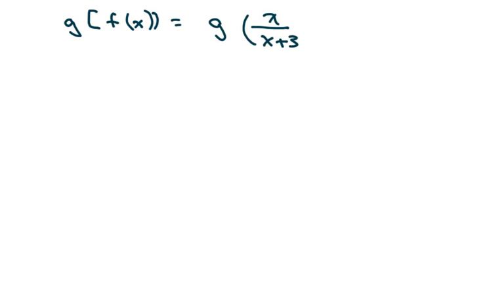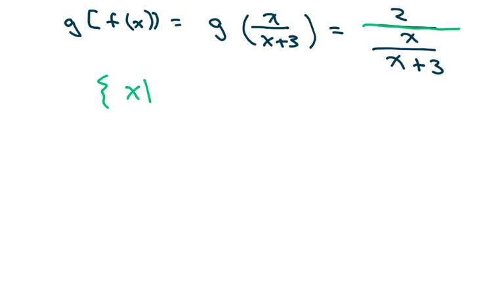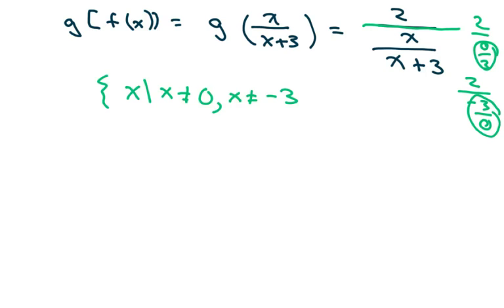Okay, let's move on. Now we're going to do g of f. So this is going to be g of x over x plus 3, which equals 2 over x, and then we have x plus 3. This is before we simplify, so this is the major one. We can't have x being 0, because then we'd have 2 over 0, which is dividing by 0. Also, we can't have x equaling -3, because then you'd have 2 over -3 over 0, and that part's undefined.